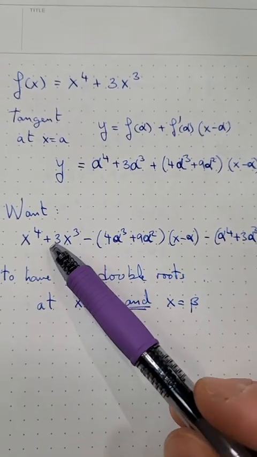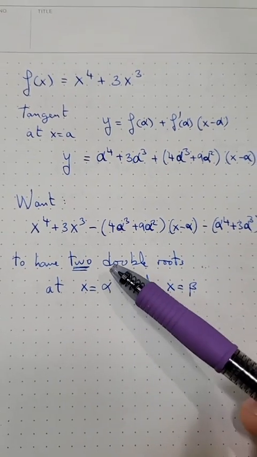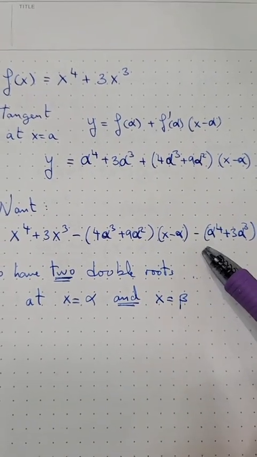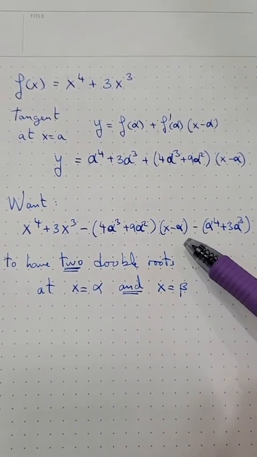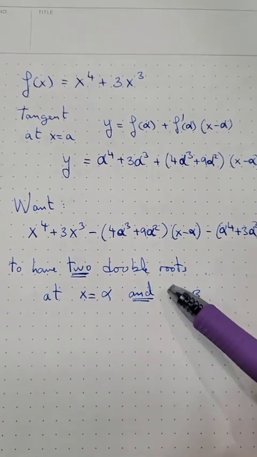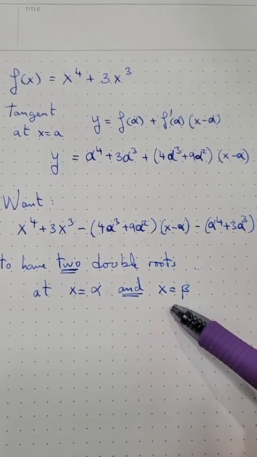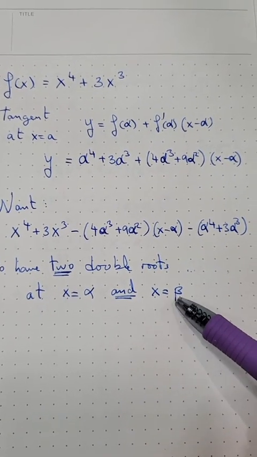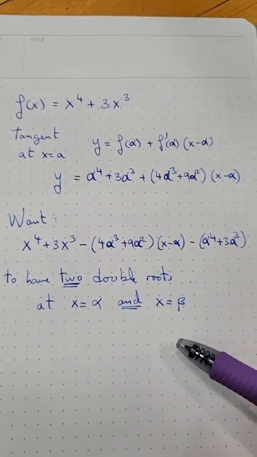Now, what we want is the difference of the function minus its tangent line to have not only one double root, this is the tangent line, so the difference has to have a double root at x equals alpha, but we want it to have two double roots. We want to have a second double root beta that is going to be telling me that there is another point where this line is tangent to the graph.